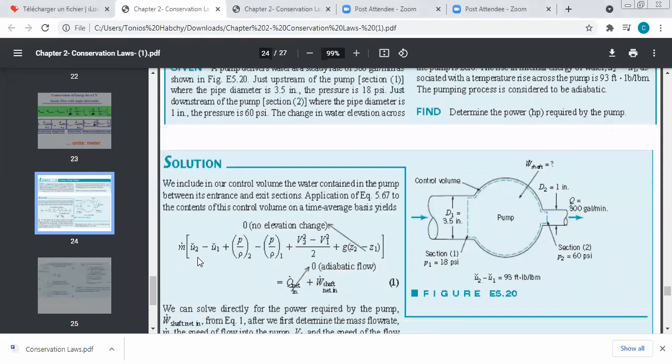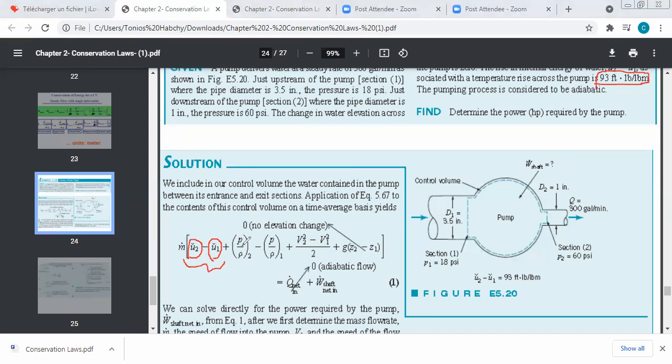M dot times, now for the enthalpy H we'll divide it into two parts because we know H is internal energy plus P over rho. So for each term we'll do delta at 2, which is the outlet value minus the value at the inlet. So we have first M dot times internal energy at section 2 minus internal energy at section 1, and U2 minus U1 is given. In the problem, they gave us the variation of internal energy, so we can just replace it by its value.